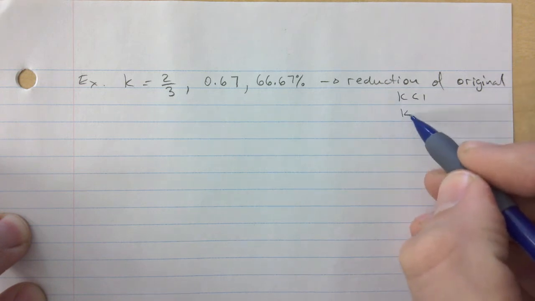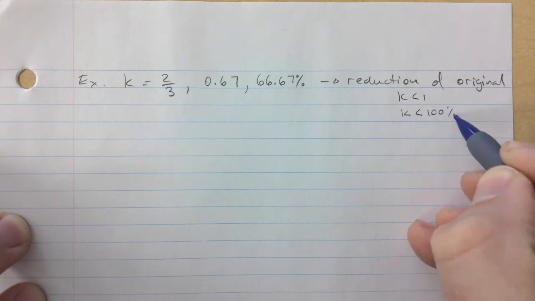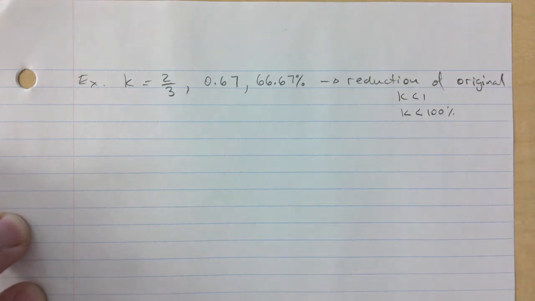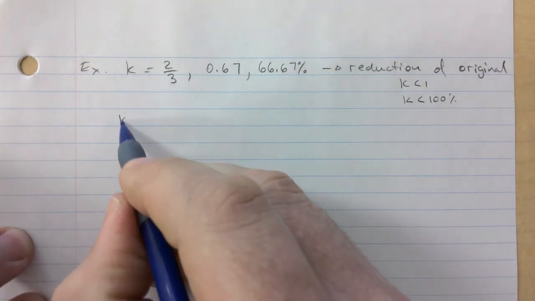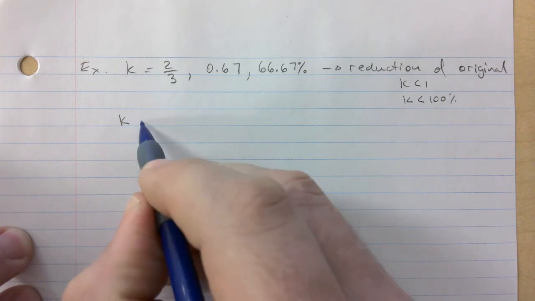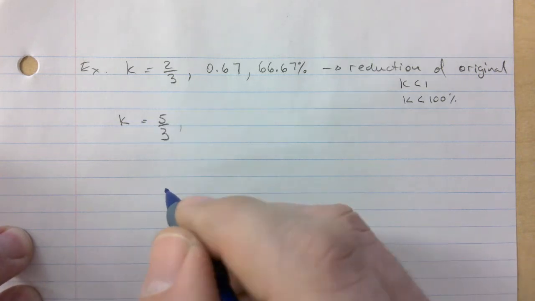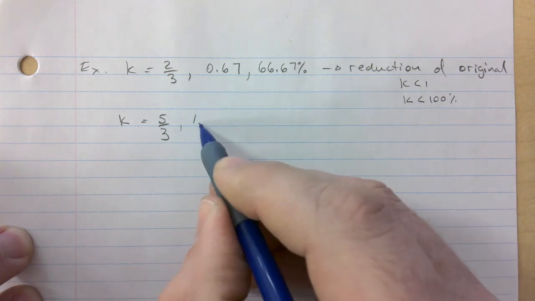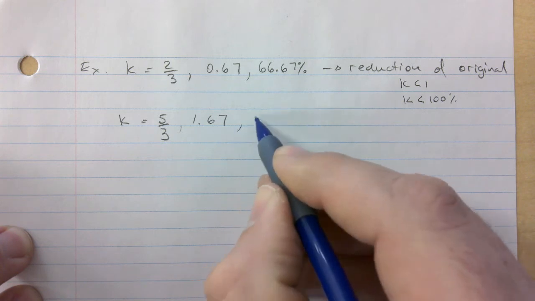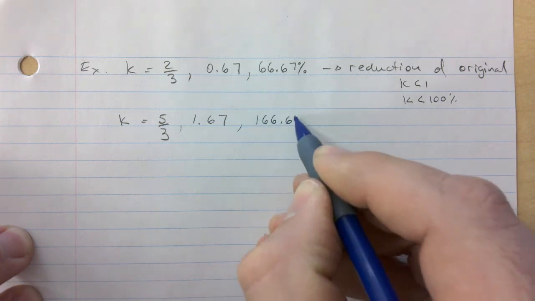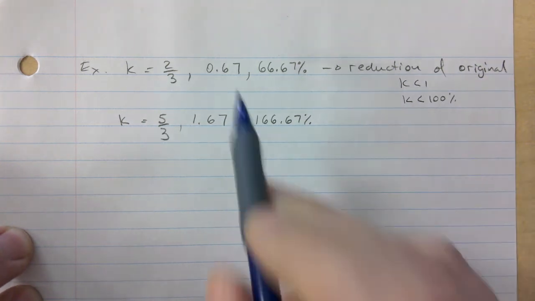Or you could say K is also less than 100%. That is the same thing. 1 or 100% would be the same thing. Okay. If K would be 5/3, let's say, okay, that is 1.67, which would be 166.67%. And if you're wondering, like, how come Mr. Dirksen doesn't just put 67%?